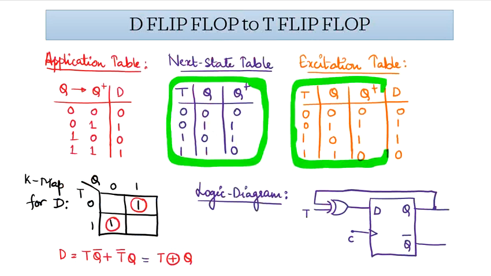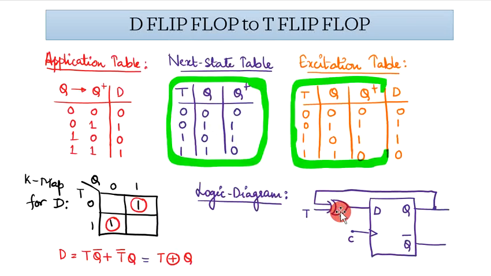Next we have D flip-flop to T flip-flop. The application table of the D flip-flop is drawn. The next state table of the T flip-flop is drawn, and in this case we are going to have the excitation table, and for the D, you are going to simplify the Karnaugh map, and the expression that you get is TQ bar plus T bar Q, which is equal to XOR operation. So the D flip-flop can be converted into a T flip-flop by including an additional XOR gate.